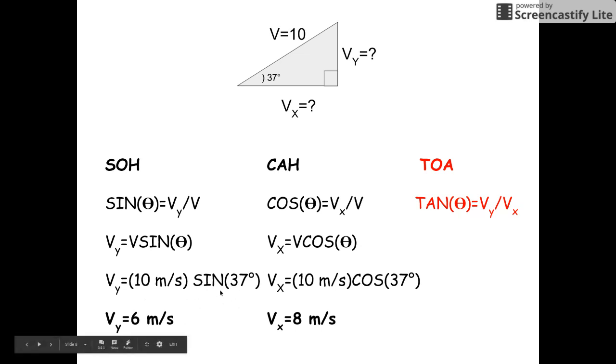When you multiply 10 times 0.6, that gives you an answer of 6. And this answer is actually telling you how fast the object is moving in the y direction. This is your y component of the velocity. It's equal to 6 meters per second.